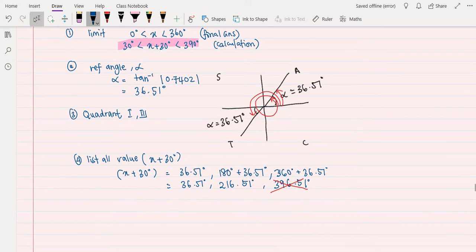Now next we just need to find the value of x. To find x, we just need to subtract 30 degrees from these two angles. So we will have 36.51 degrees minus 30 degrees, which gives us 6.51 degrees, and next we will have 186.51 degrees. Checking with our limit, both angles are accepted, and that is our final solution for this question.